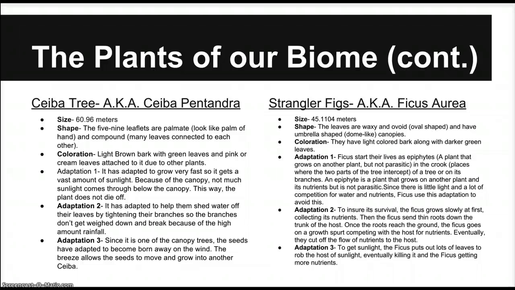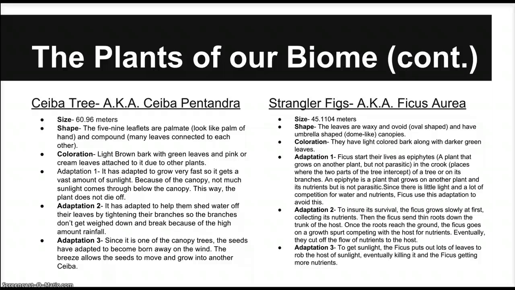The first adaptation, it has adapted to grow very fast, so it gets a vast amount of sunlight. Because of this, it doesn't die off due to the limited amount of sunlight. The second adaptation is that it is adapted to help them shed water off their leaves by tightening their branches, like I said earlier. The last adaptation is that since it is one of the canopy trees, the seeds have adapted to become borne away on the wind.